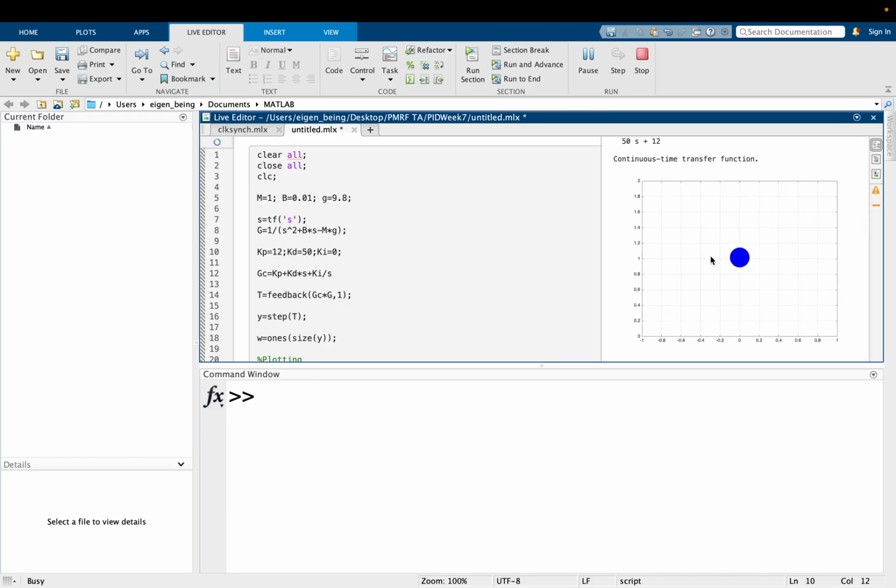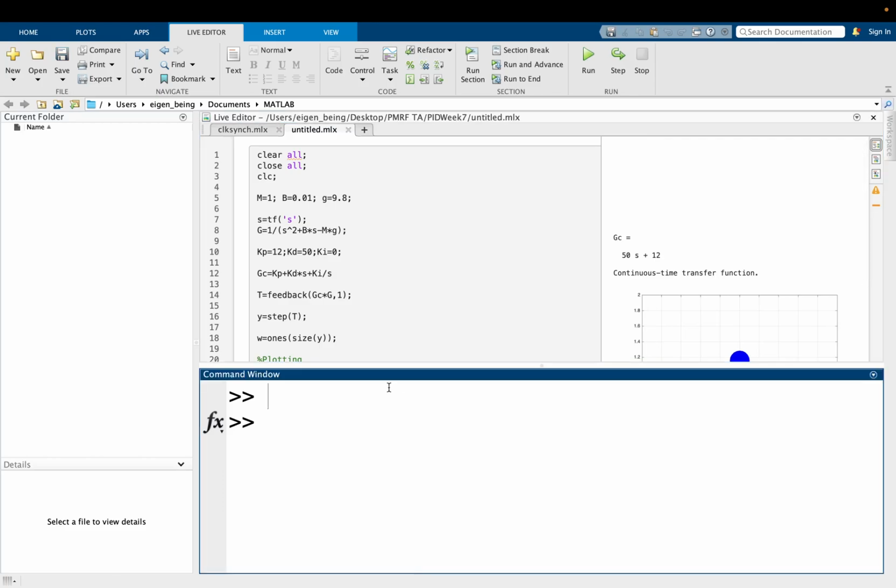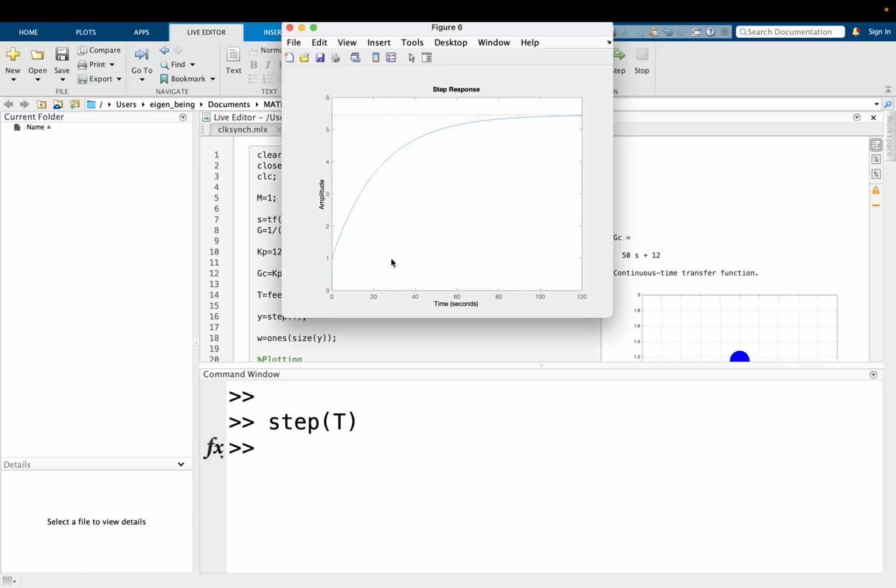So you can see this is not going to 1. There is some steady state error here, correct? It's not going to 1. It will stop eventually, but it's not going to 1. So you can see that in step response. Step of t. So you can see here it goes to some other point. It's not 1, correct? But it's stable. It goes to some value. It doesn't blow up. It doesn't go to infinity.